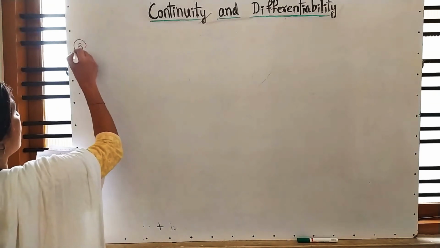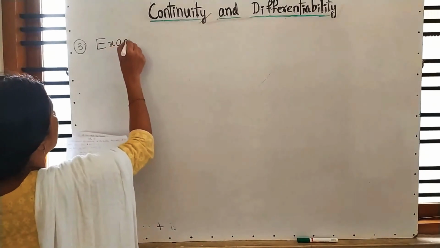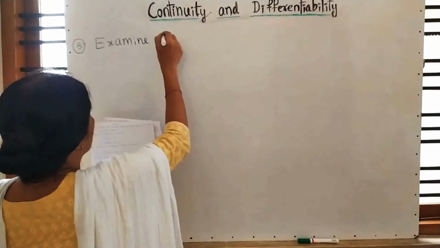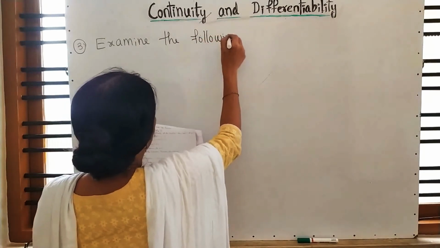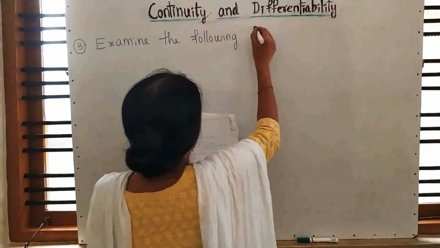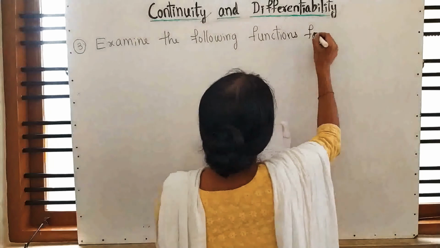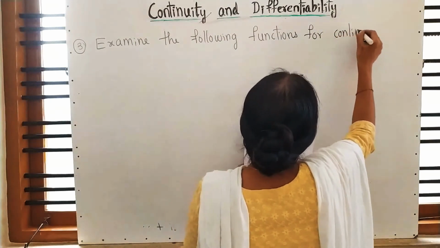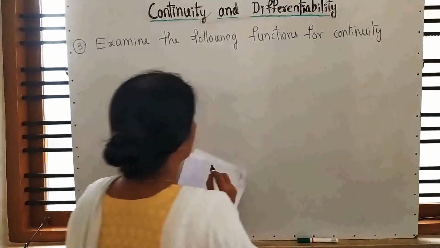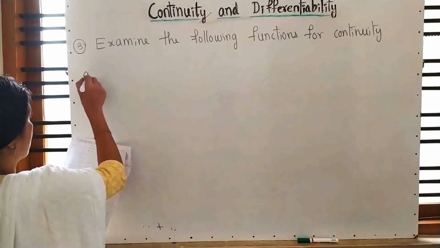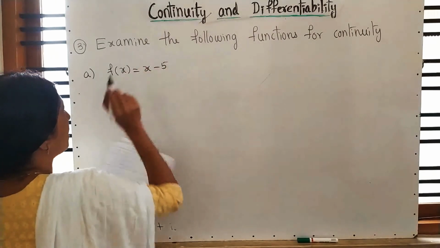Third one, the third is a very interesting question. Examine the following functions for continuity. In that, A, f of x is equal to x minus 5.